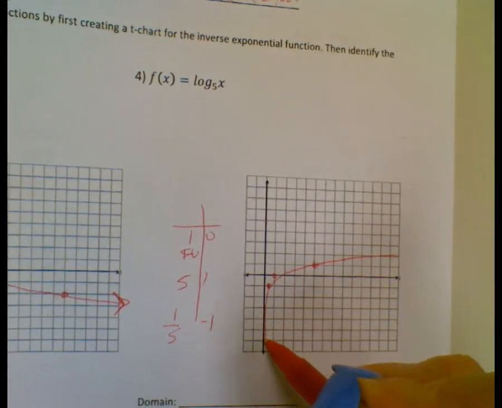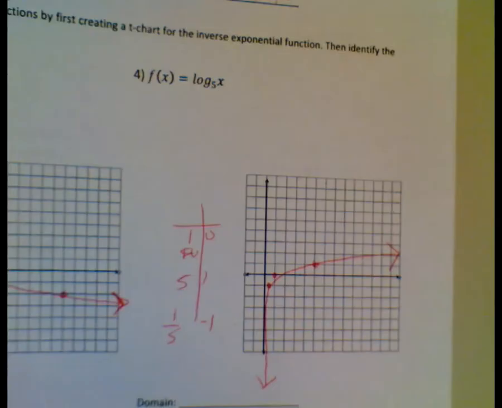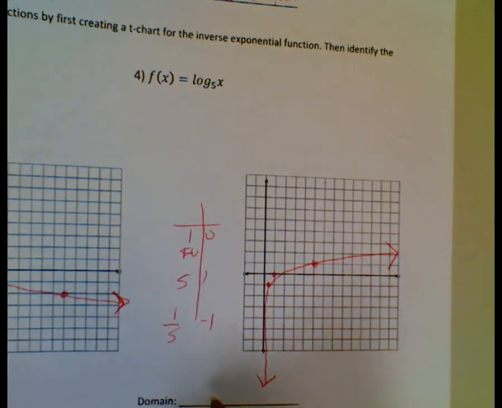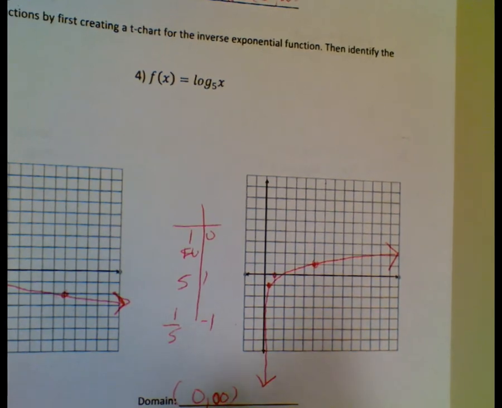So come down, arrow, arrow. Domain, 0 to infinity. Range, real numbers.